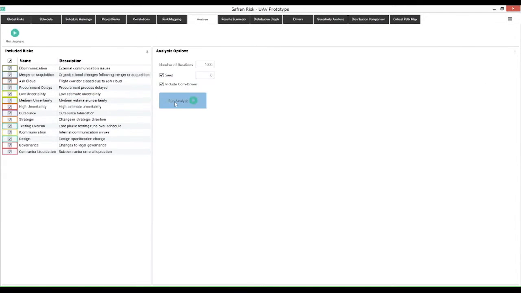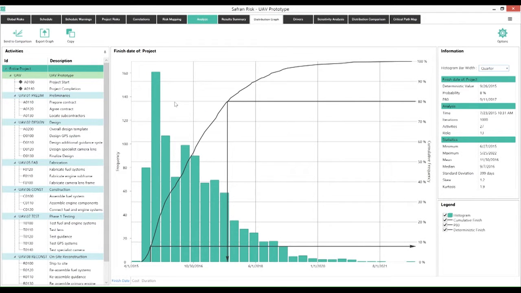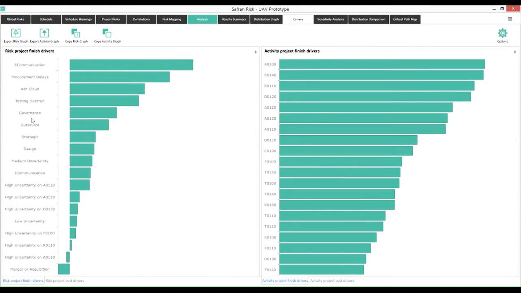So I've modeled my risk. I'm going to run my analysis. I get my distribution graph, and let's go take a look, right? What I'm now able to do, well, one, I can look at my drivers here, and I can see them, right? And I can see uncertainty. In this case, medium uncertainty was a reasonably high driver, right? And I've got high uncertainty. I can see my low uncertainty.